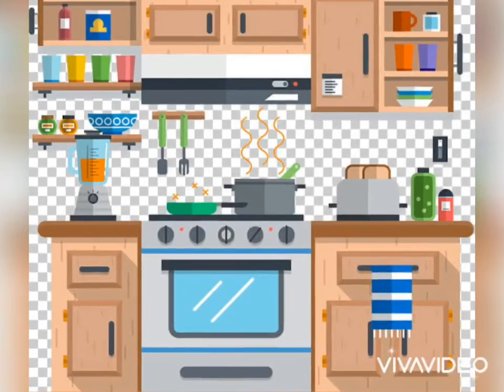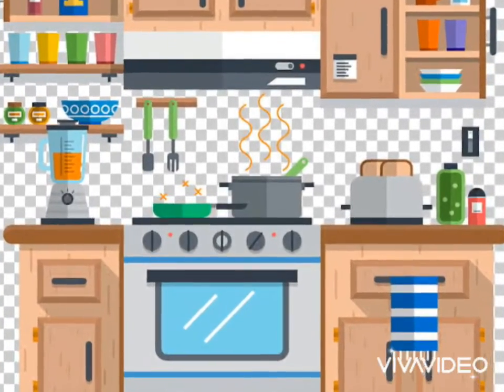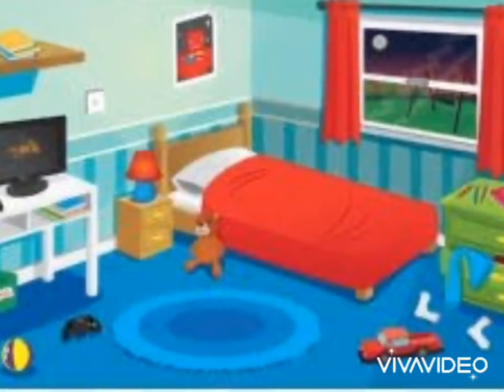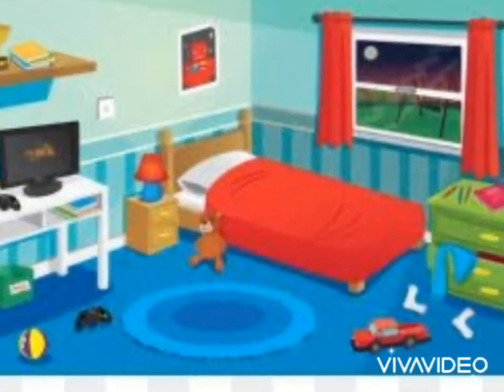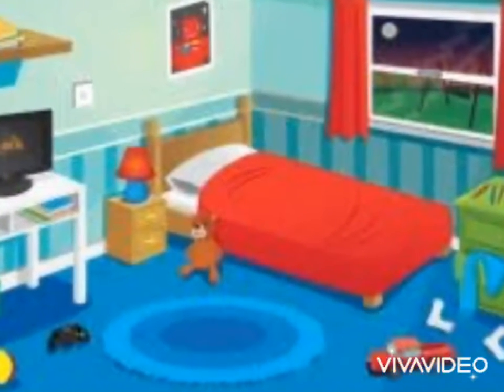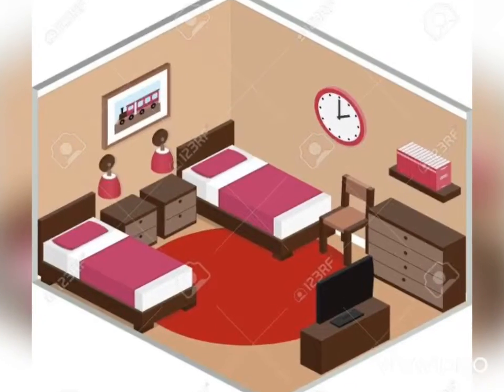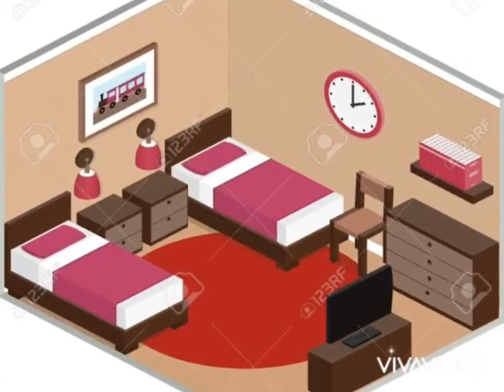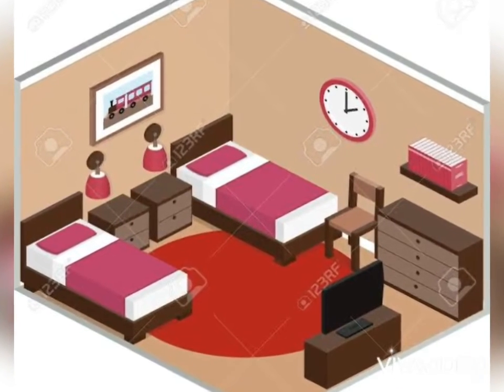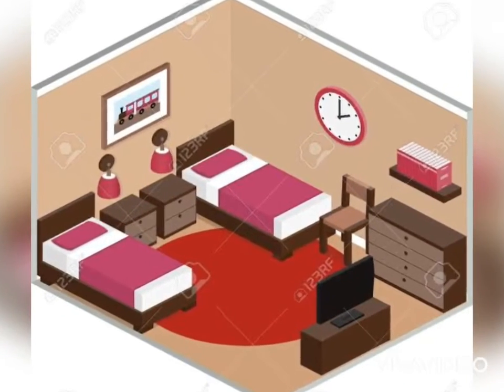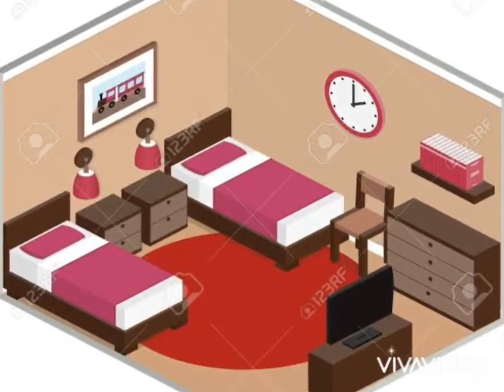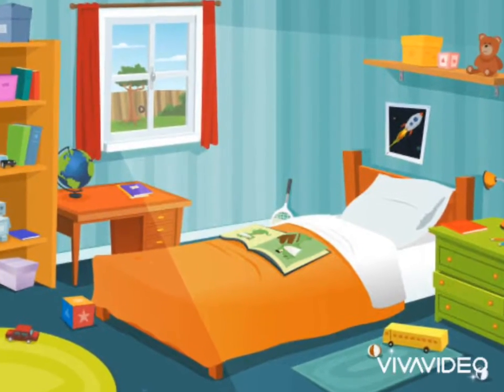Today we will have a new vocab. First, can you tell me what can you see? Yes, it's a bedroom. Bedroom. Repeat, bedroom. I have one bed and two windows in my bedroom. Can you tell me what's inside your bedroom? Do you have one bed or two beds in your bedroom?